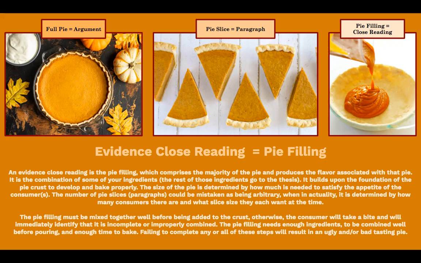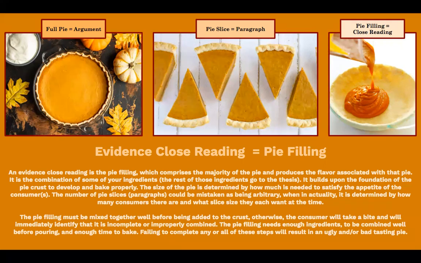It's the combination of some of your ingredients. The rest of those ingredients go to the thesis, and it builds upon the foundation of the pie crust to develop and bake properly. The size of the pie is determined by how much is needed to satisfy the appetite of the consumer or consumers. The number of pie slices or paragraphs could be mistaken as being arbitrary, when in actuality, it's determined by how many consumers there are and what slice size they each want at the time. So again, this goes back to our talks last week about audience and scope of your project.